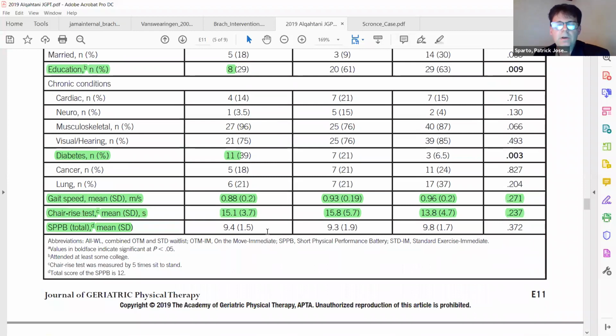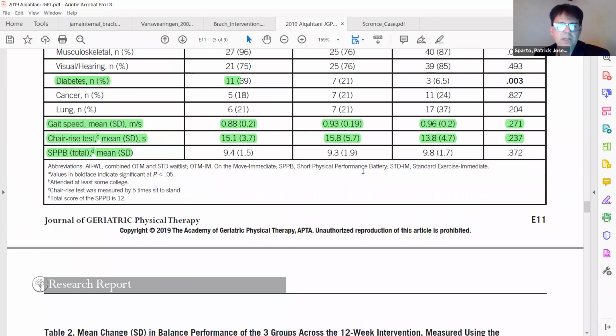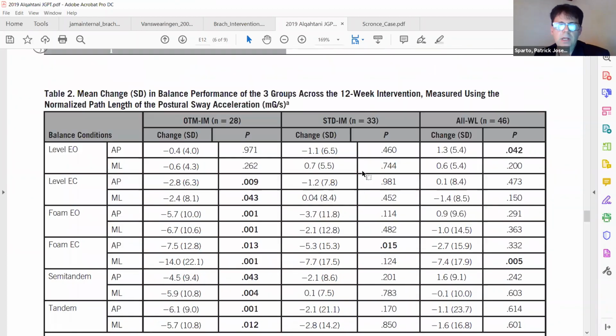In terms of some main characteristics that we were really interested in, you can see that the groups did not differ in the original or the initial gait speed, which was around 0.9 to 0.96 meters per second, or times in the chair rise test, or the short physical performance battery. So we were happy to see that the groups were pretty equal.